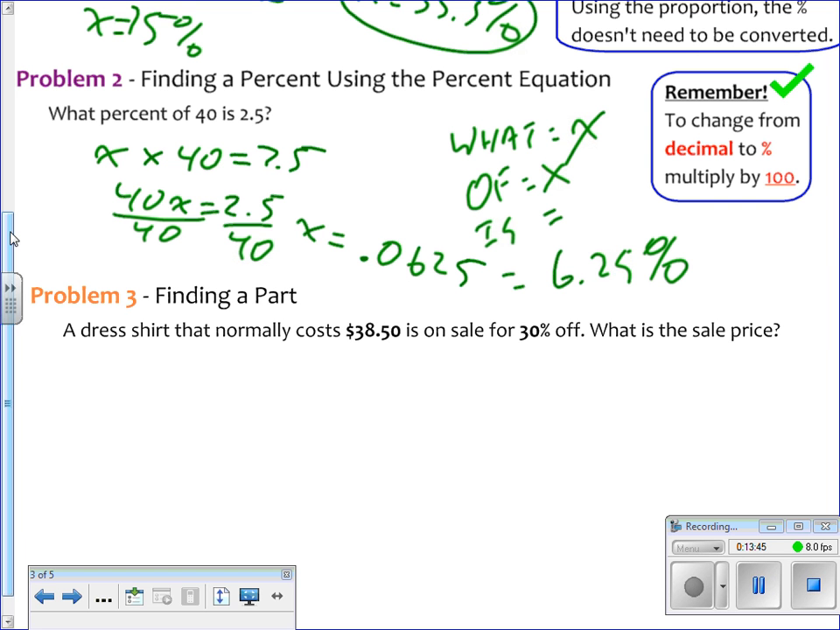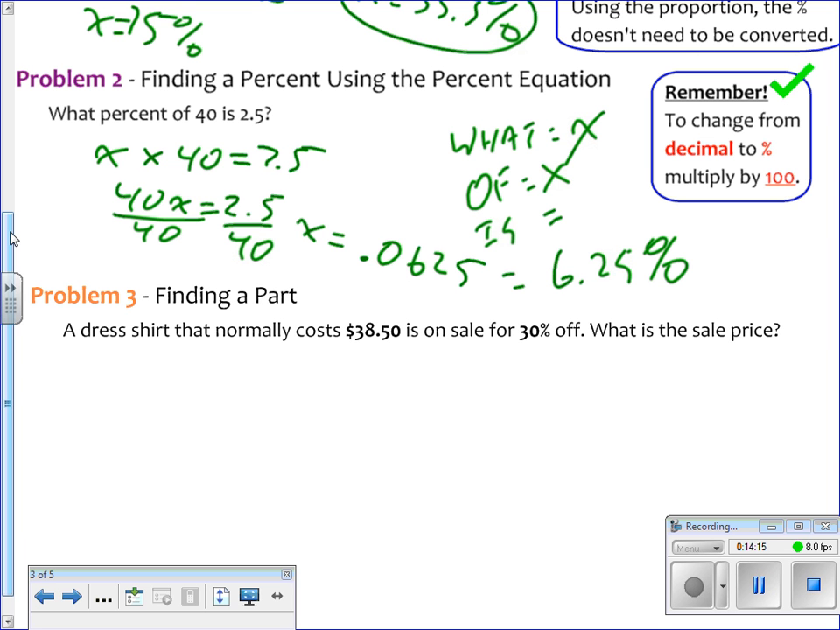Now, a good application. A dress shirt that normally costs $38.50. That's not a bad price for a nice formal shirt, you know, the one that goes with the suit. It is on sale for 30% off. What is the sale price? Okay, so what I need to do is figure out how much am I going to actually pay? So I'm not going to pay the $38.50. I'm going to pay 30% less than that.